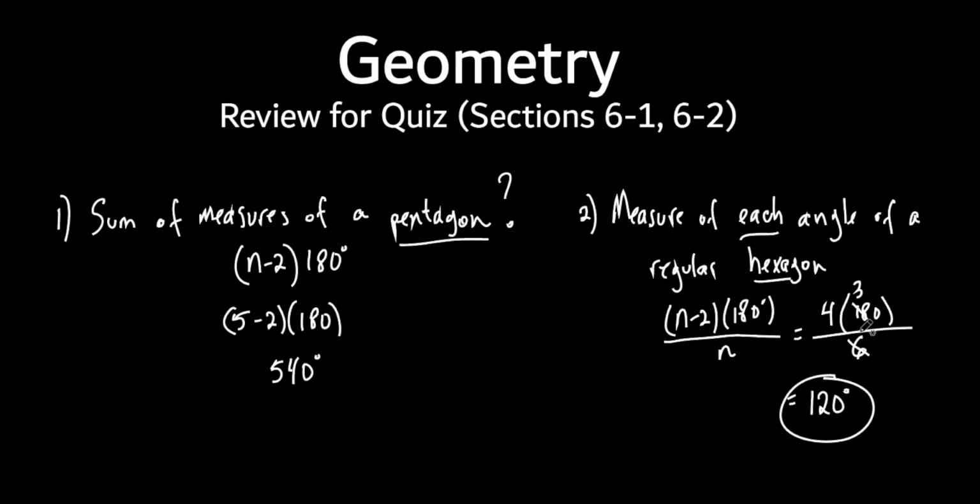Of a regular hexagon. I should have said that. Because if it's not regular, then you don't know what all the angles are, right? They could be different angles, couldn't they? They could all be different angles. So the only way to figure it out is if it's a regular hexagon. Make sense?